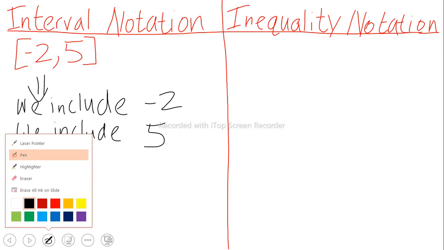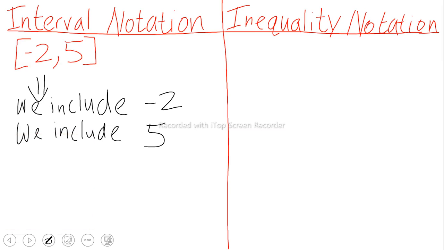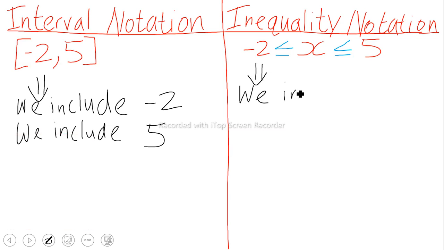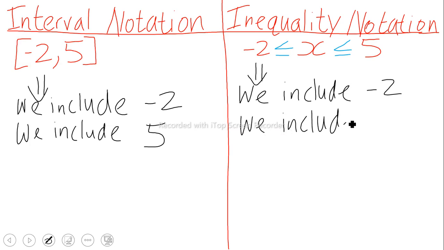Now, how are we going to write this exact same thing in inequality notation? Well, what that means is that x is going to be in between -2 and 5, but remember now we include -2 and we include 5. So all the numbers in between -2 and +5, and again, we include -2 and we include 5. All right, okay, awesome.